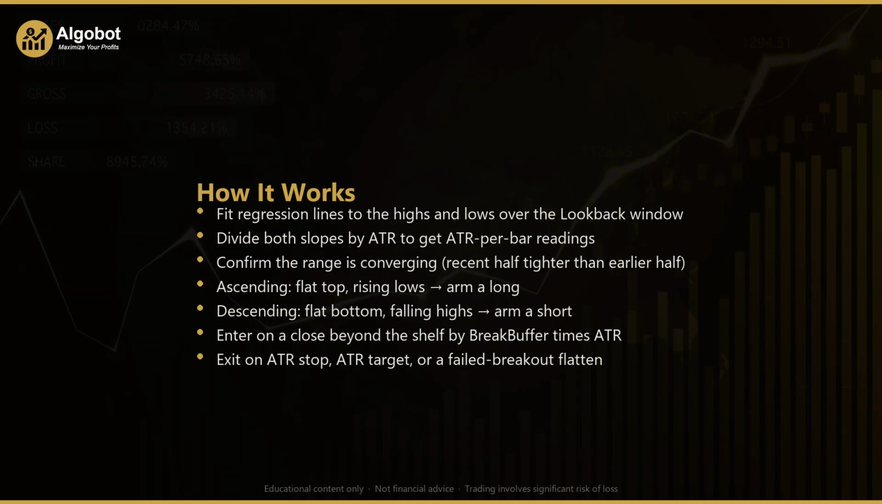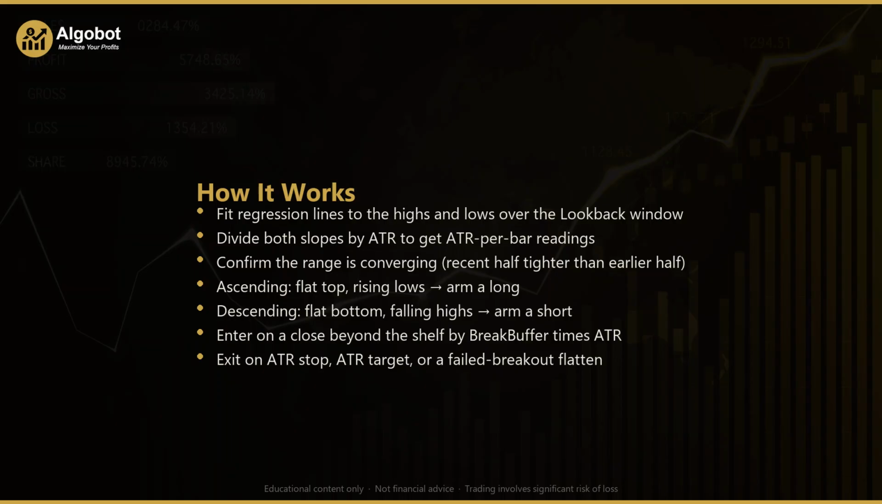Now it classifies the shape. An ascending triangle is armed when the highs line is nearly flat, meaning its absolute slope is at or below FlatSlopeMax, while the lows line is clearly rising, at or above RiseSlopeMin. A descending triangle is the mirror image, a nearly flat lows line combined with a clearly falling highs line. The flat side defines the shelf that matters. For an ascending triangle, that shelf is the highest high in the window, the resistance. For a descending triangle, it's the lowest low, the support.